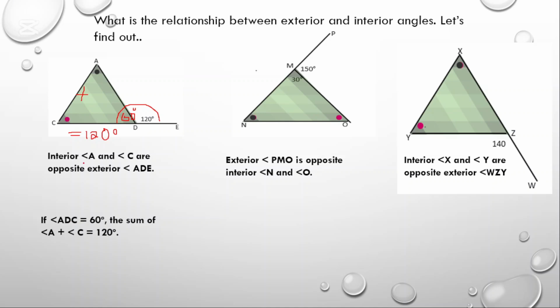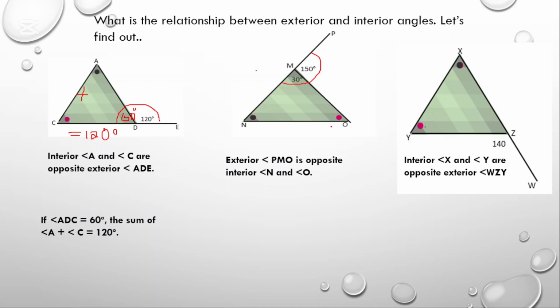So if ADC is 60 degrees, the sum of A and C is equal to 120. Let's look at this one. Exterior angle PMO is equal to 150. So the one next to him must be 30.